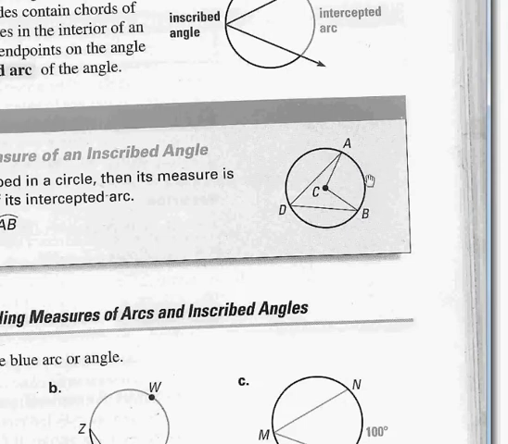And remember, the measure of arc AB is the same as the measure of the central angle ACB, where C is the center of the circle. So basically this theorem tells us that ADB is 1/2 of the measure of ACB.